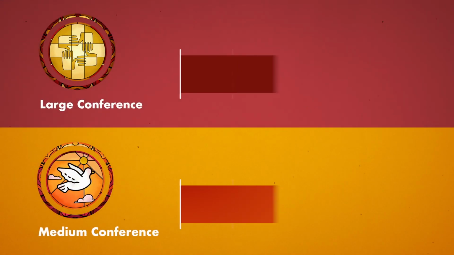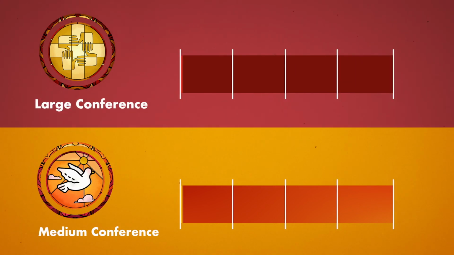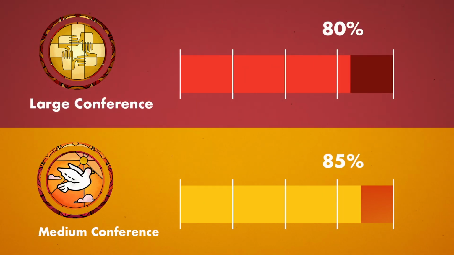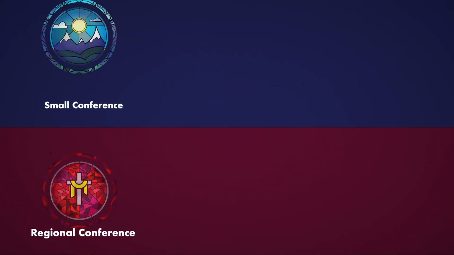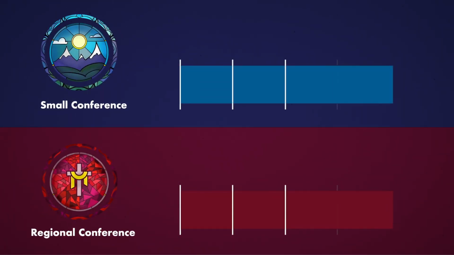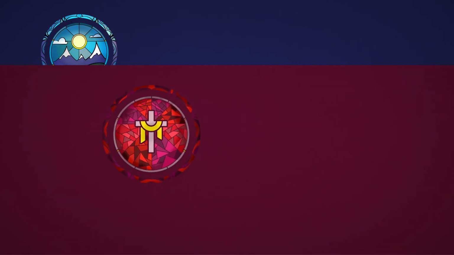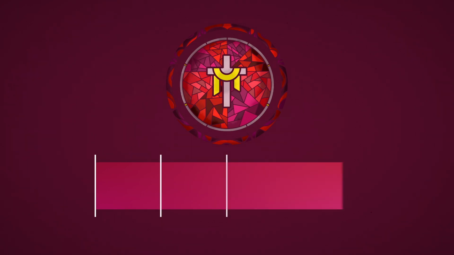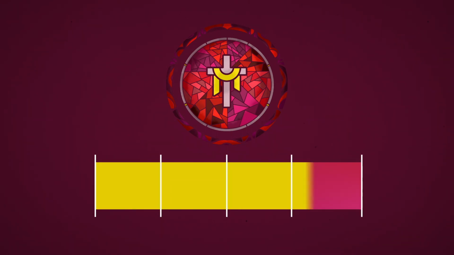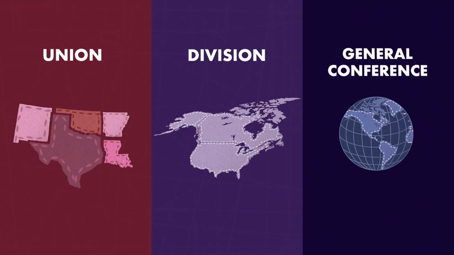Medium and larger conferences, because they have more resources, retain or receive back on average between 80 and 85% of all of their tithe. Smaller and less financially able conferences typically retain or receive back between 90 and 95% of their tithe. In a couple of more extreme cases, there are conferences who actually receive more funding back than they sent out, or more than 100%.